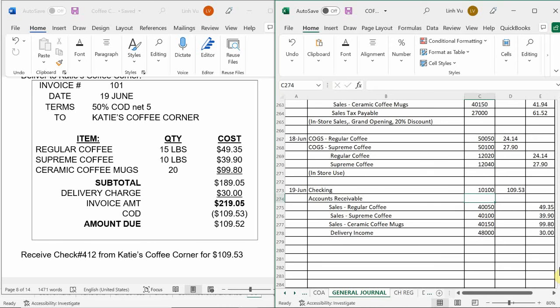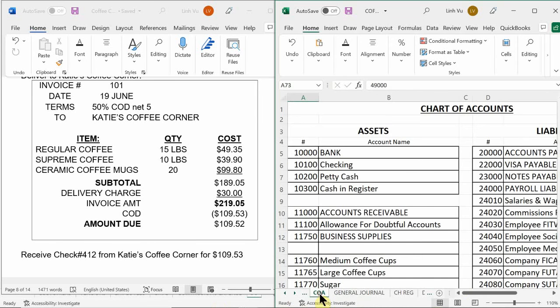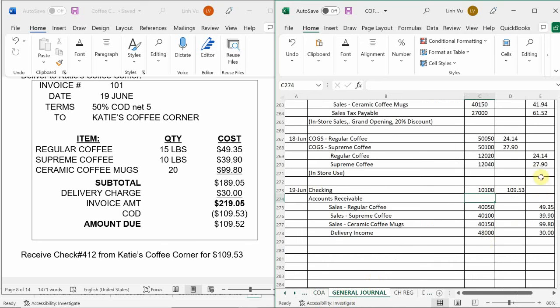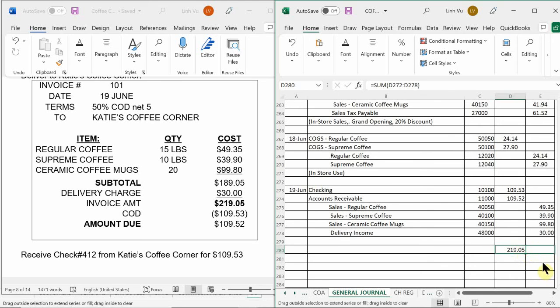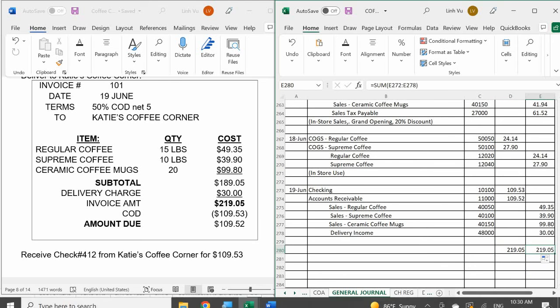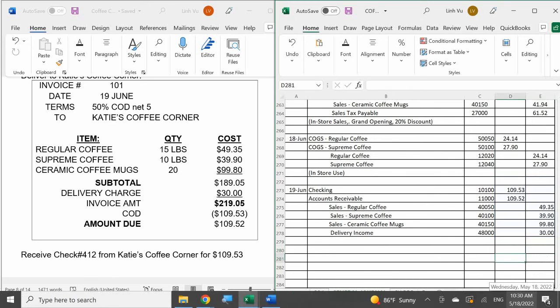Okay, which is going to be account number 11,000. Okay. She owes me $109.52. So let's take a second to check that our debits and credits match here. Okay. So we got 219.05 on the left, 219.05 on the right. So no typos there.